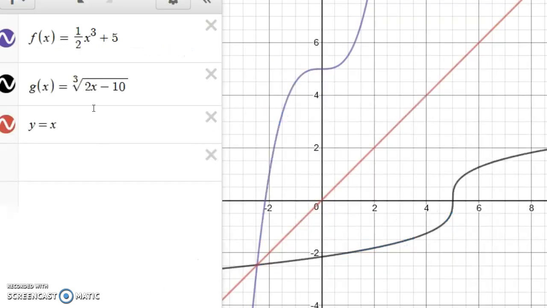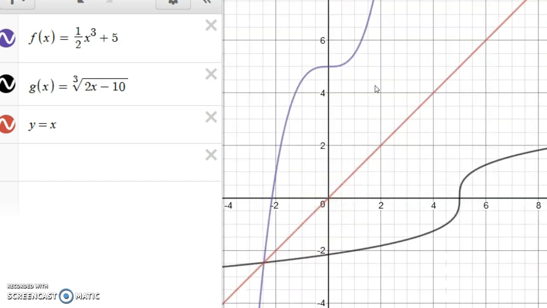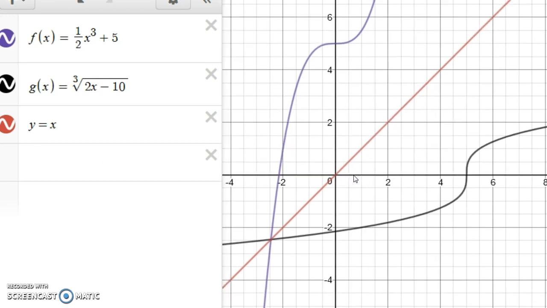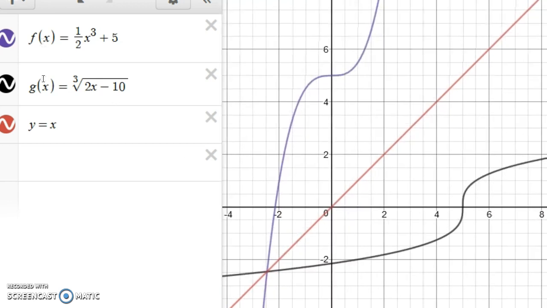Now let's look at this graphically. First of all, in the purple we have our original function y equals 1/2 x cubed plus 5, and notice it passes the horizontal line test. If we zoomed out enough, we could see it passes the horizontal line test. And then I graphed f inverse here in black. I called it g because I couldn't figure out how to write f inverse here, but this is f inverse, the cube root of 2x minus 10. And notice it's the reflection of the original graph across this line y equals x. So f and f inverse are reflections of each other across that line.